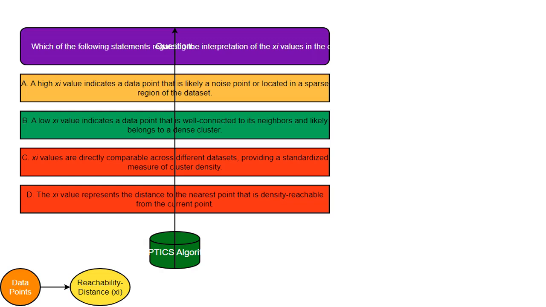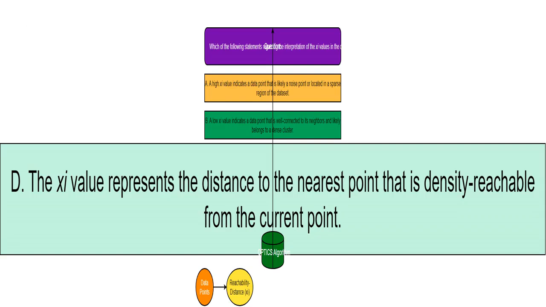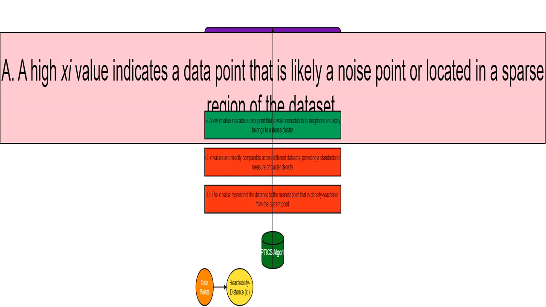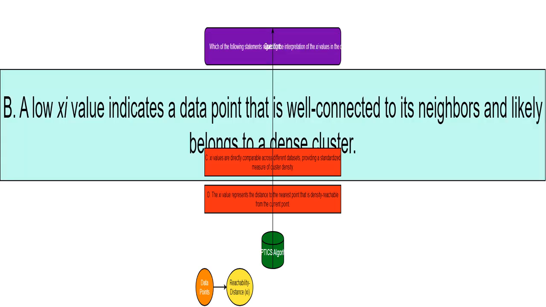distance, values. This row number refers to option C and its meaning. This row number refers to option D and its meaning. This row number refers to option A and its meaning. This row number refers to option B and its meaning.